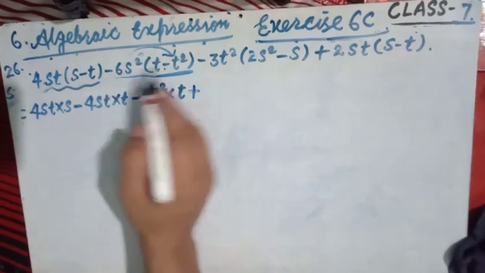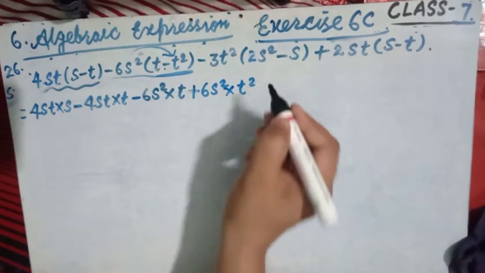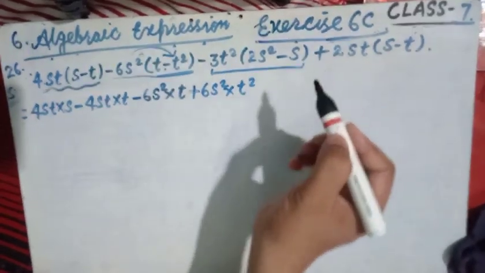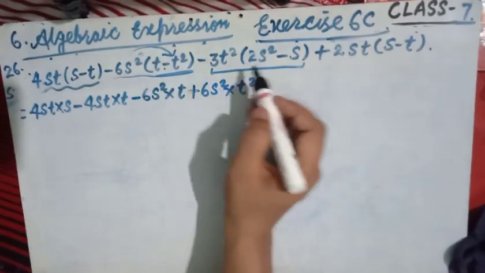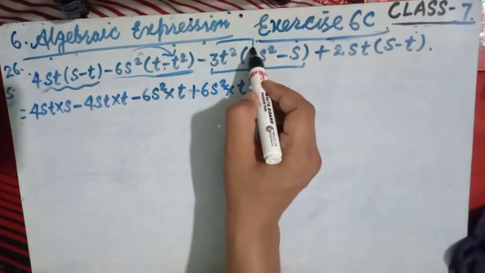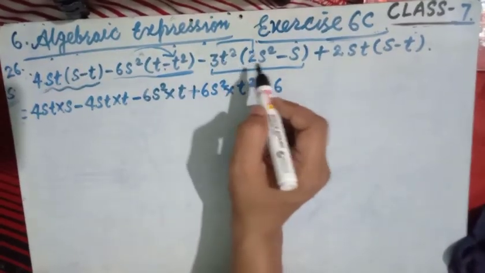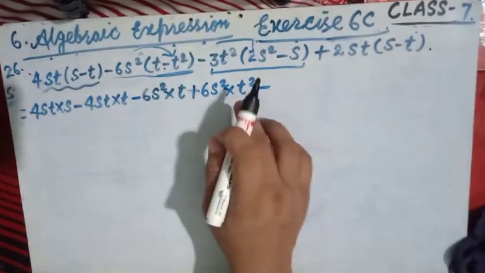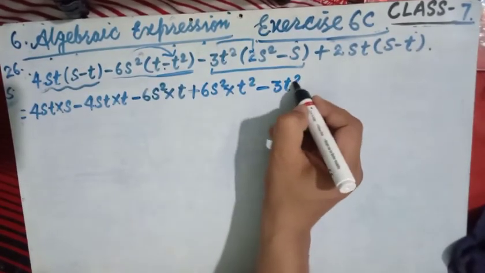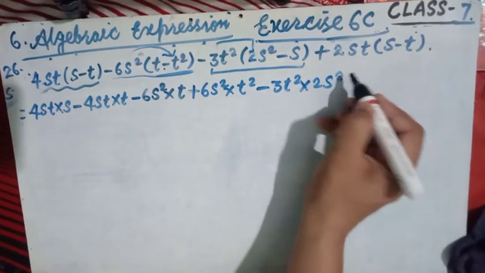Okay, 6x square multiplied by t square. Now see the next term: this is minus, this is plus, minus into plus is minus. 6 times 2 is 12, no, 3 times 2 is 6, number multiplied with number, 6, and here is the t square. Or first multiply 1 by 1, here is the minus 3t square multiplied with 2s square. Okay, there is no problem here.